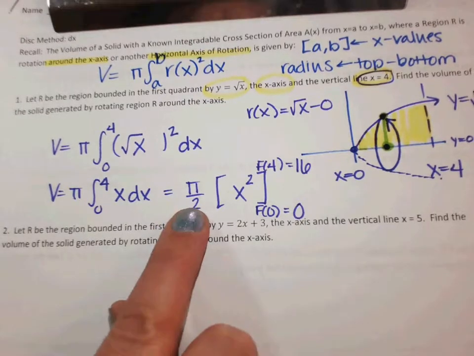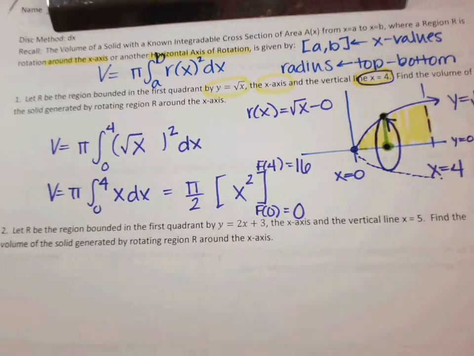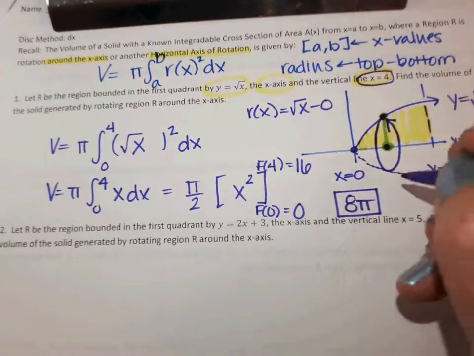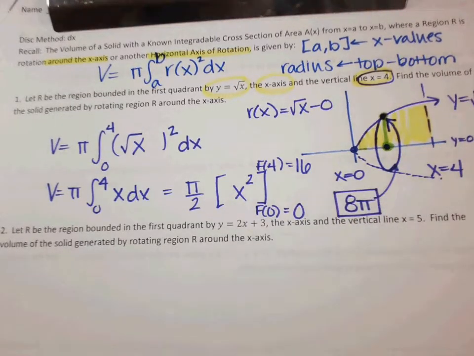Cut it in half. So divide by 2, you'd get 8. And then pi is still there, so it'd be 8 pi. And remember, what does that represent? That represents the volume of that bullet shape when you spin that around. Make sense? Yes. Love it?